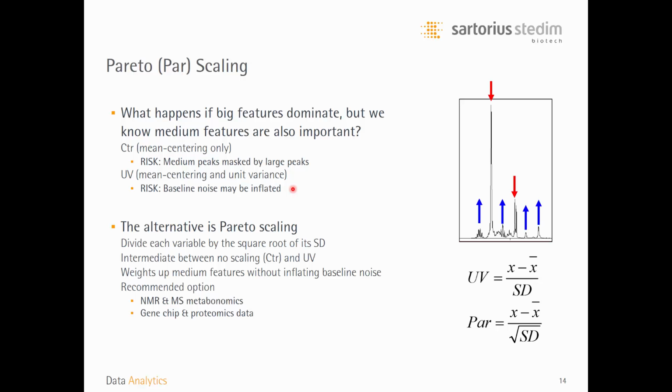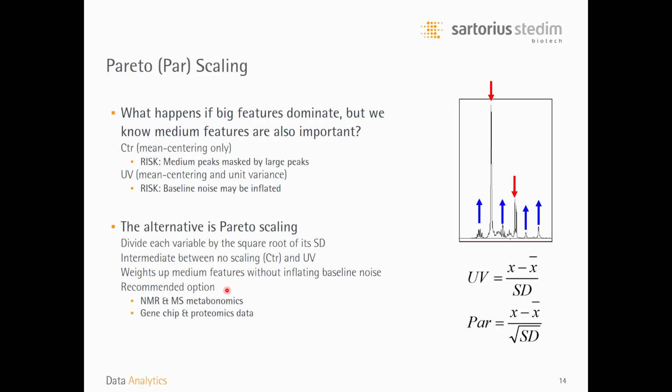As a way to balance these two risks, we have devised an alternative scaling called Pareto scaling. So Pareto scaling is in between centering only and mean centering and unit variance. What we're doing here is that instead of dividing the mean centered values with the column-wise standard deviations, we are dividing the mean centered variables with the square root of the column-wise standard deviations. So this means that we will weight up medium features without risking to inflate the baseline noise too much.